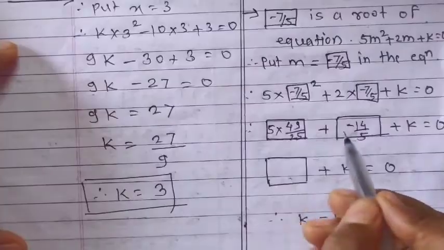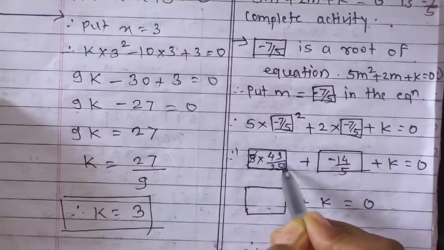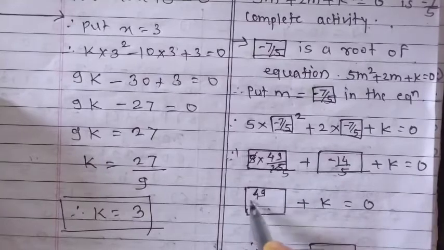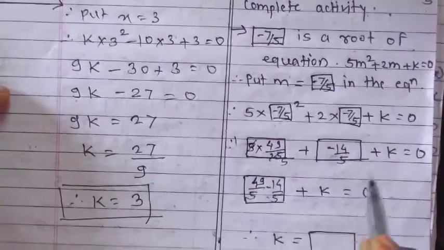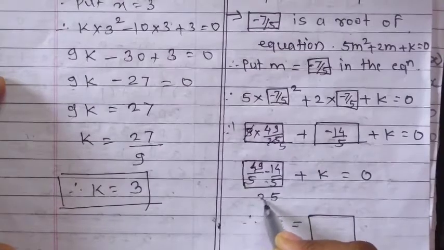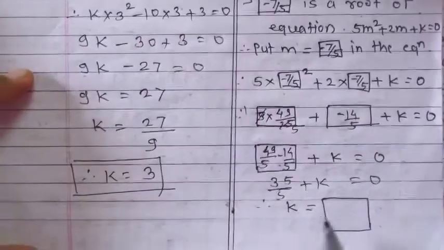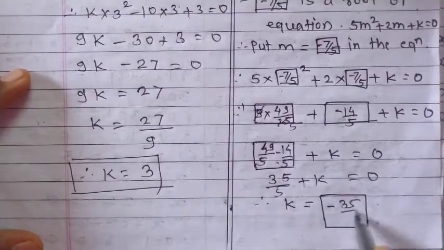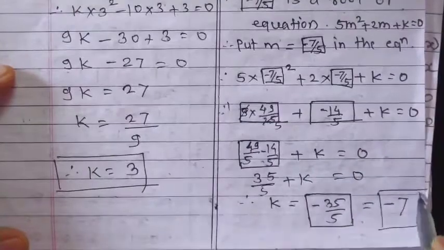Here we divide 25 by 5, that is 5 ones are 5, 5 fives are 25, so 49 upon 5 minus 14 upon 5, that is 49 minus 14, that is 35 upon 5, plus k equal to 0, and therefore k equal to minus 35 upon 5, that is equal to minus 7, meaning the value of k is minus 7.